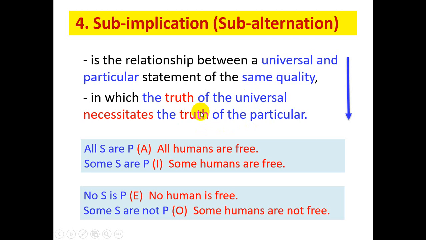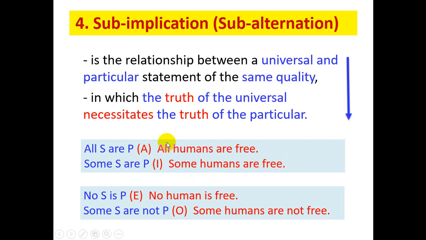Let's have an example. When we say all S are P, something like all humans are free, and some S are P, some humans are free. Yes, it goes logically like that. The first one, all humans, is universal. The second one, some humans, is particular. This is universal because we use the word all, and this is particular because we use the word some. And they are of the same quality, because this is affirmation and that is affirmation.